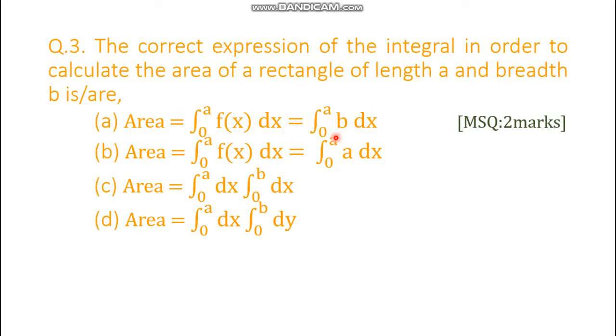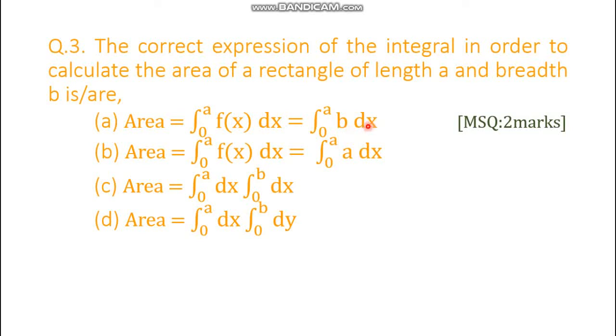So that means you are moving along a. Then if you are moving along a, then the value of dx is actually indicating the length. Okay, so you are moving along the length. Then length must be multiplied with the breadth b. So here it is the correct option.